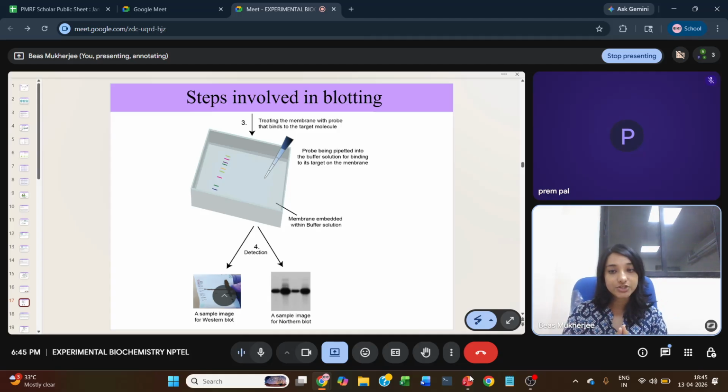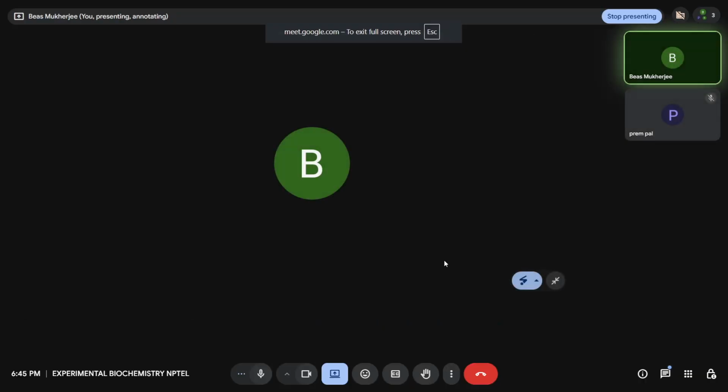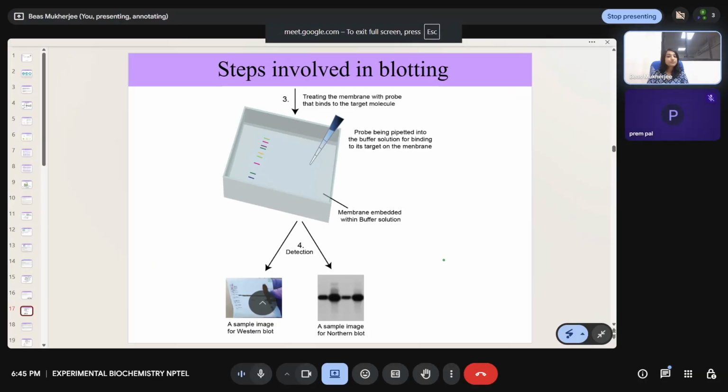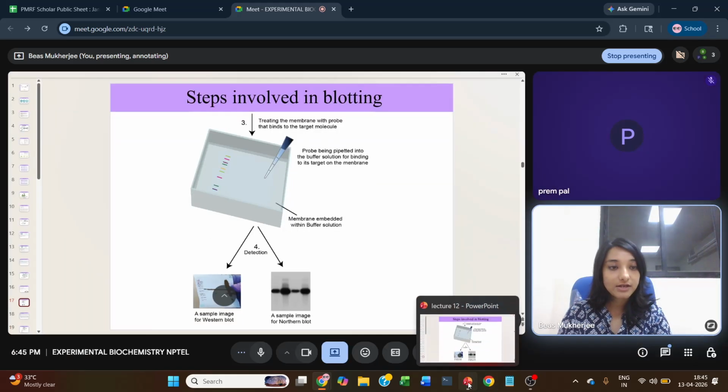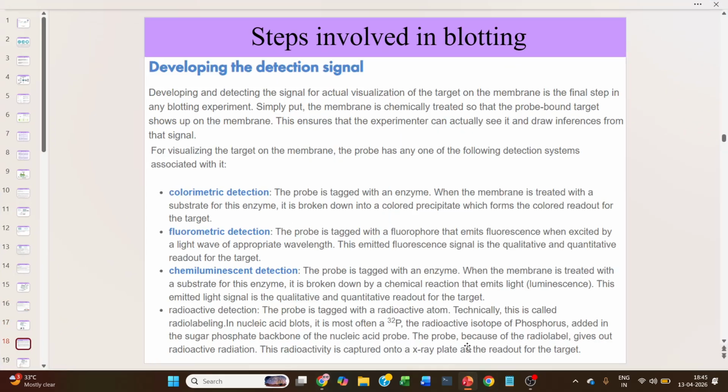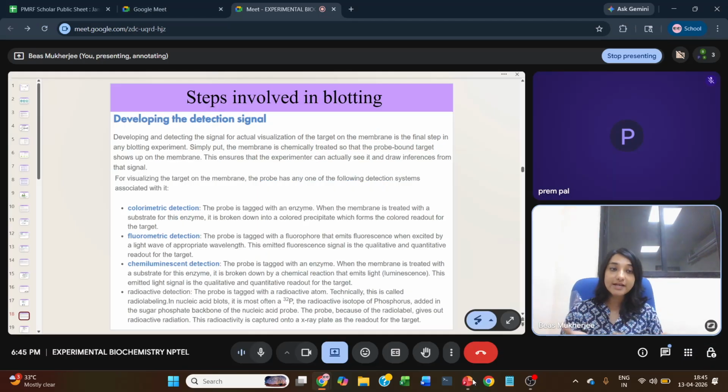Final step is detection. So the sample image for the western blot, that is how it looks like, okay, and sample image for the northern blot, that is how northern blot looks like, okay. Now, what exactly happens? So, developing the detection signal.